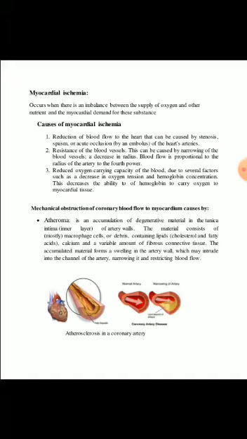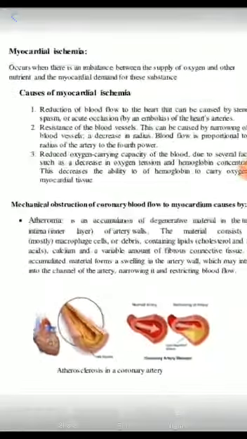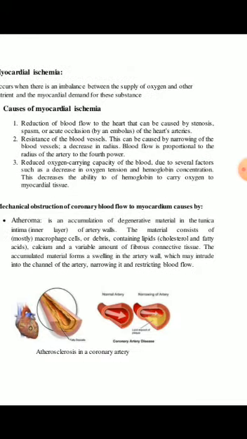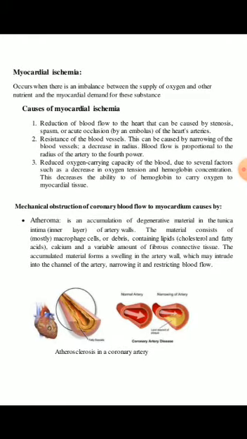Okay, and myocardial ischemia. Myocardial ischemia occurs when there is an imbalance between the supply of oxygen and other nutrients and the myocardial demand for these substances. There are some causes of this inadequate blood supply to the cardiac muscle.